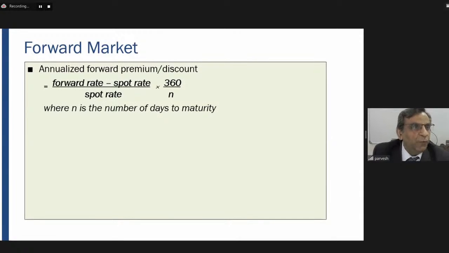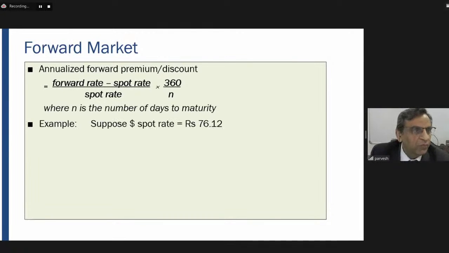This is the formula for calculating the annualized forward premium or discount for a currency. It is the forward rate minus the spot rate, divided by the spot rate, multiplied by 360. We always take the year as 360 days for calculating the premium or discount, and divided by n. n is the period, and it can be 2 months, 3 months, 4 months, 6 months. Since it is 360 days, n has to be in number of days. Suppose the spot rate is 76.12.